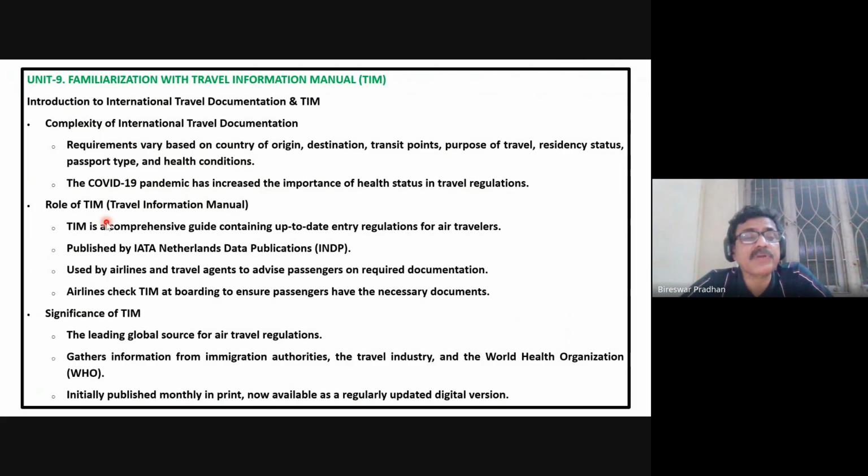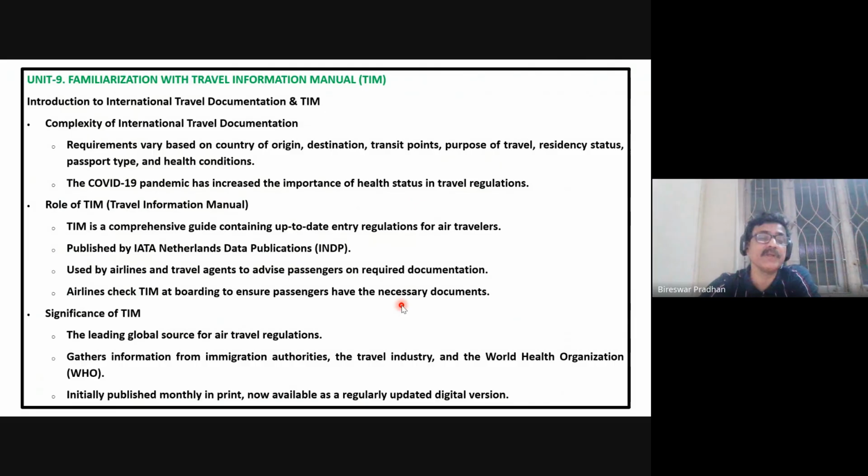The role of the TIM, Travel Information Manual. TIM is a comprehensive guide containing up-to-date regulations for air travelers. Published by IATA, the International Air Transport Association, it is used by airlines and travel agents and advises passengers on required documentation. Airlines check the TIM at boarding to ensure the passenger has the necessary documents.